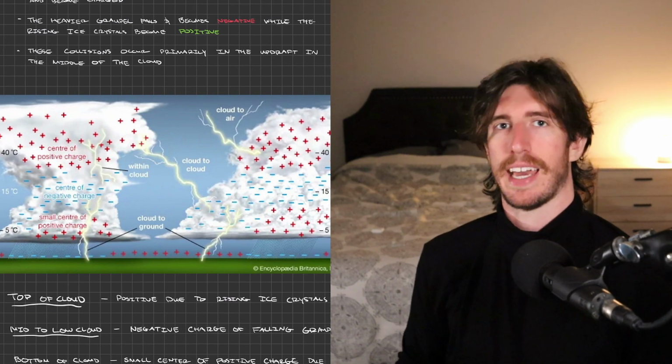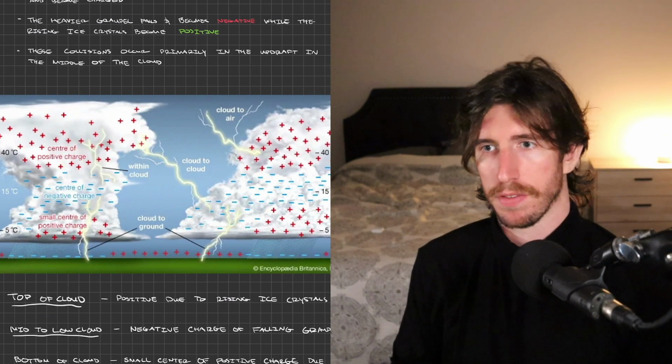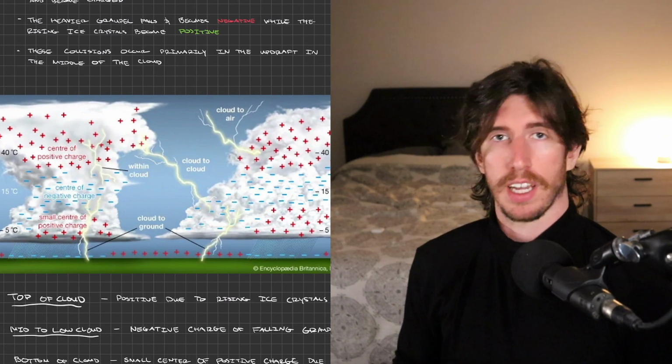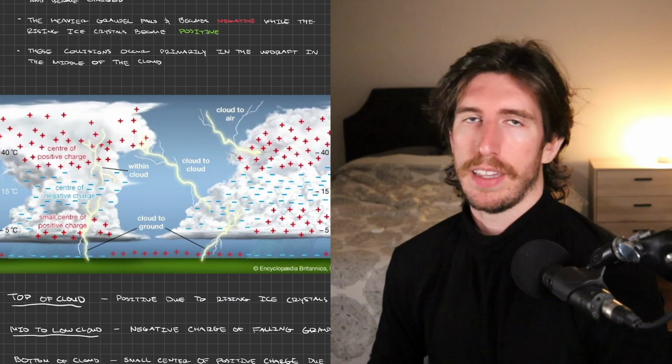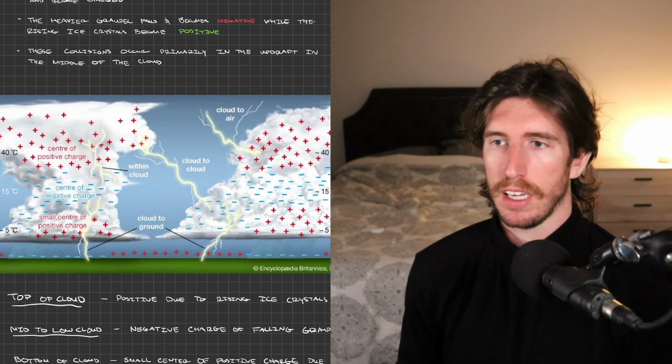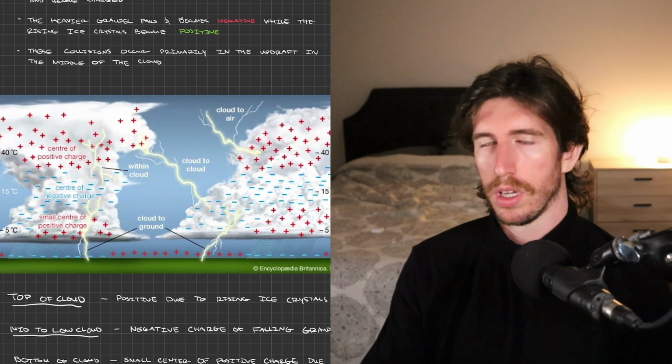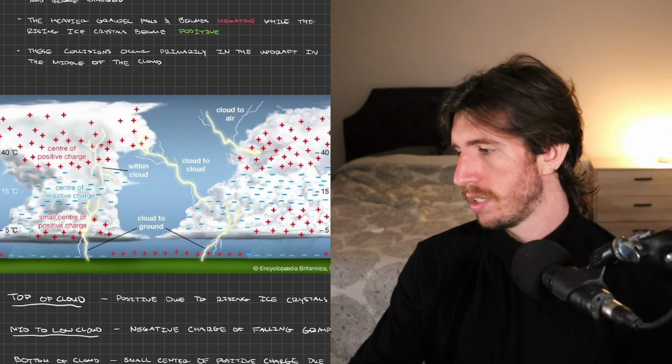You're never going to have lightning strikes go from a positive to a positive. It's kind of like a magnet. It's just the property of electricity: the discharge is seeking equilibrium between those two oppositely charged points.